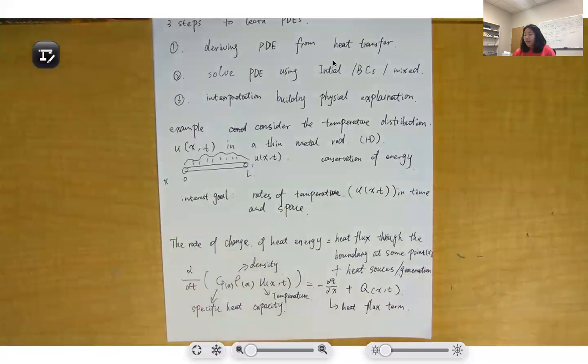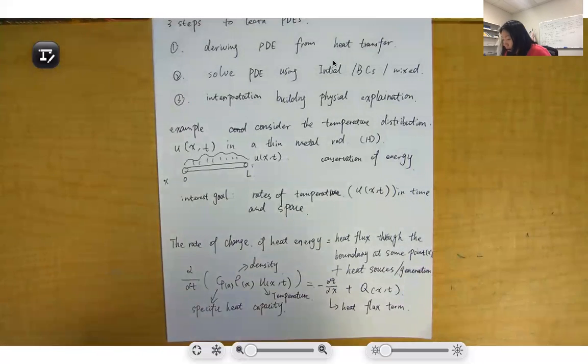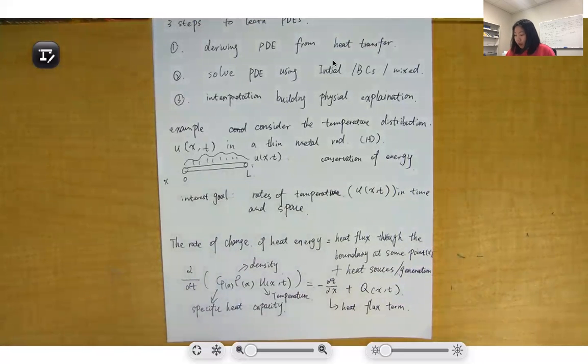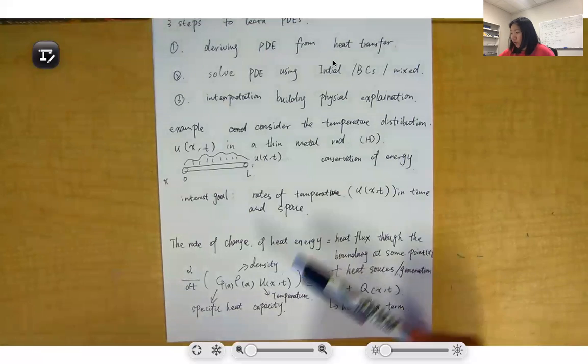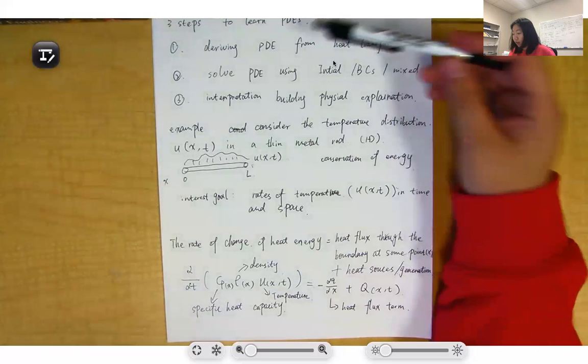Okay, then we code it in mathematical form for the interesting goal, the rate of the temperature change in time and space, and we are using the conservation of energy. In the next part we will talk about the heat flux term and how we can derive this PDE into the 1D heat equation we talked about before.